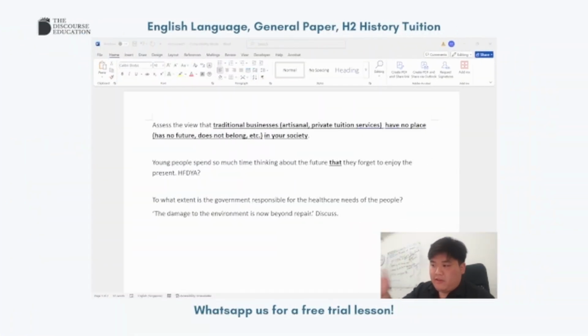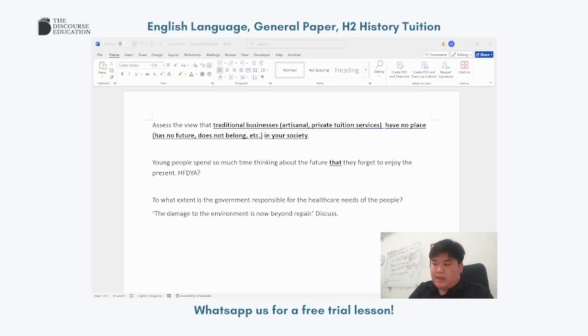For this part, a simple structure that you can follow is argument and reason, right? So, for instance, earlier I said, oh, young people indeed spend too much time thinking about the future that they forget to enjoy the present because of reasons X, Y, Z. That is one simple way that you can phrase your topic sentences in your body paragraphs such that they answer the question directly. All right? Of course, we can go deeper than that, but we'll explore that later on.